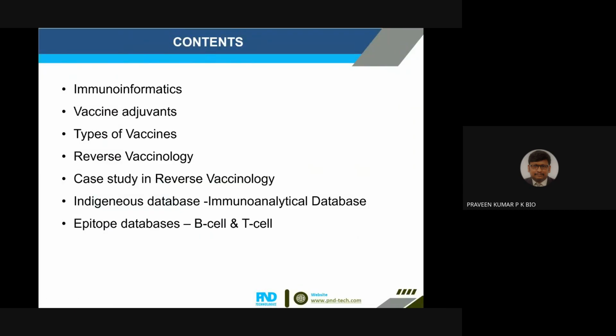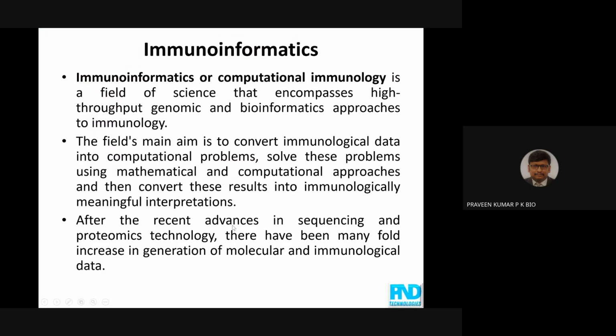So what is immunoinformatics, and the different tools and databases used in immunoinformatics, we'll be discussing here, along with vaccine adjuvants, types of vaccines, what is reverse vaccinology, and case studies in reverse vaccinology. I'll be circulating a journal paper published on reverse vaccinology, so you can also go through the results and the indigenous database developed in Sri Venkateswara College of Engineering. Then we discuss epitope databases. Two types of epitope databases are available, B cell and T cell. We'll be discussing this information today.